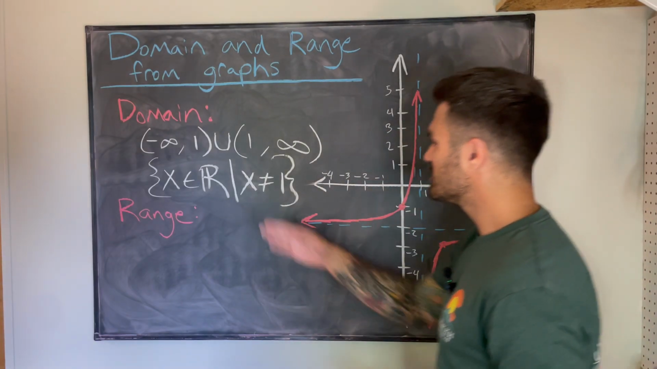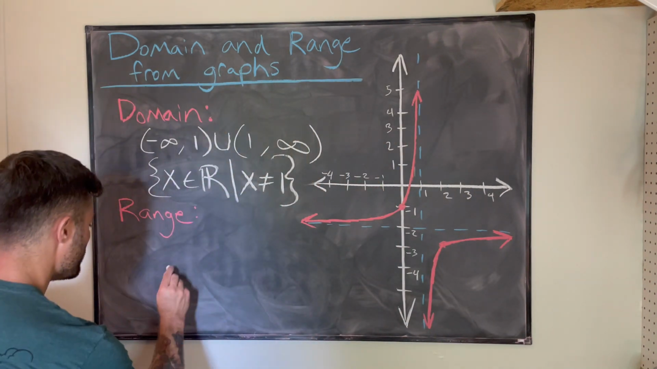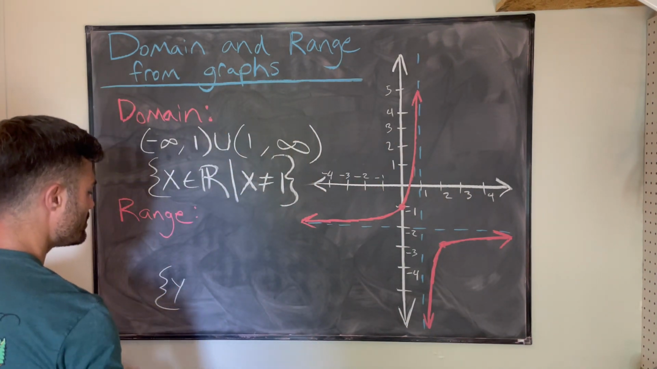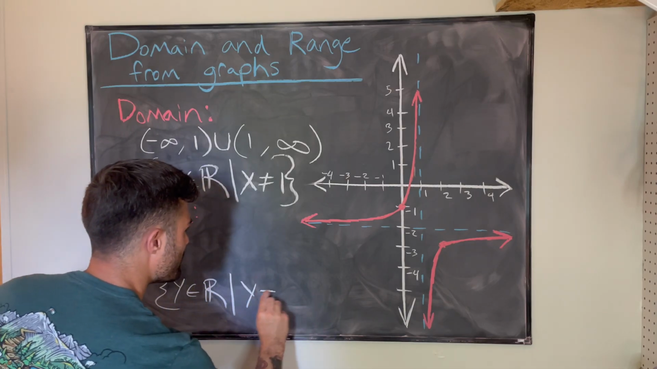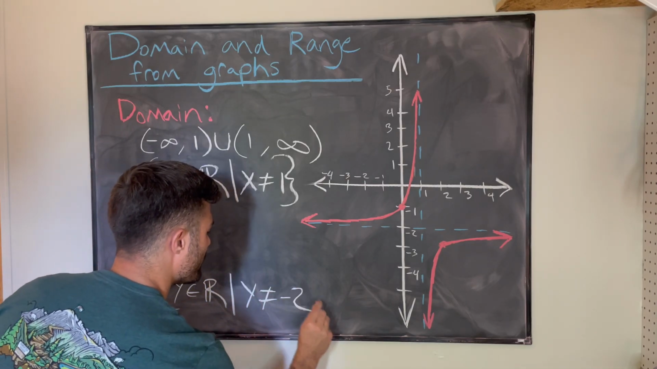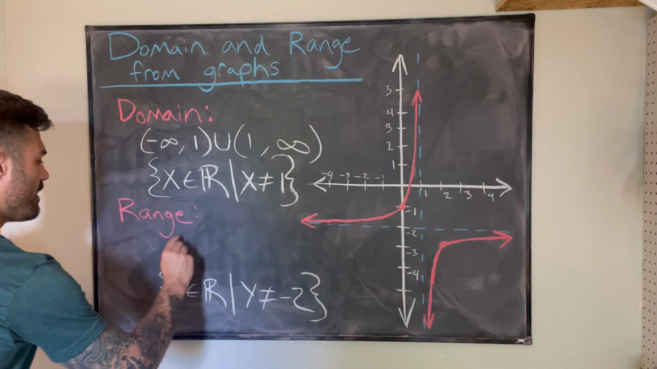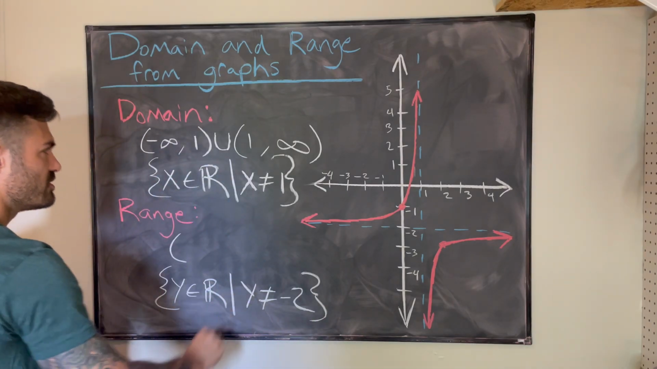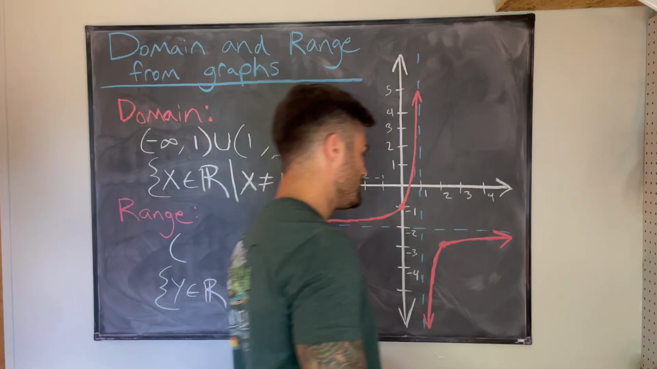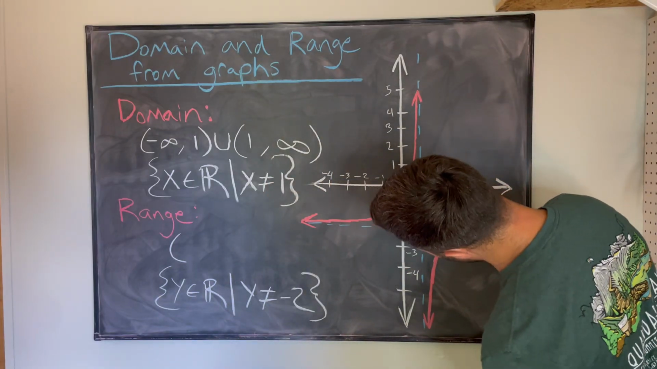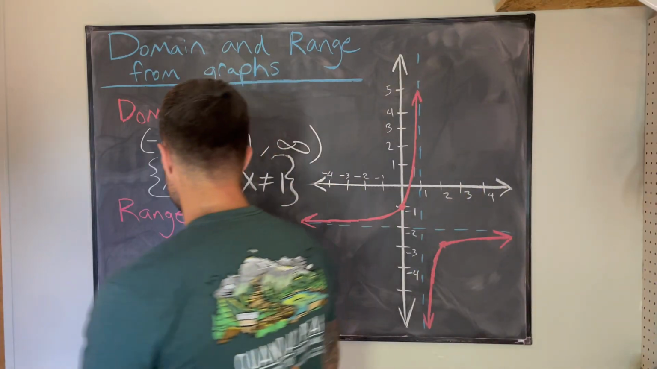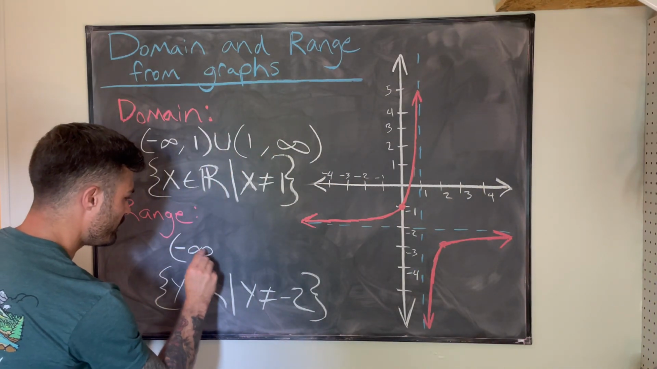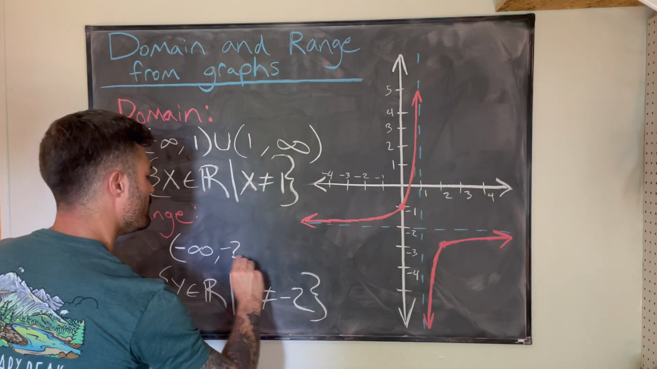So how can I write this in set builder notation? Again, sometimes kids find this a little bit easier. Y is a real number such that what? Y does not equal -2. That is our restriction. Now, how can we write this in interval notation? It's going to be a very similar idea. Let's hit the head tilt one more time. Boom, style points. Negative infinity to -2. We're skipping over -2. So negative infinity to -2.